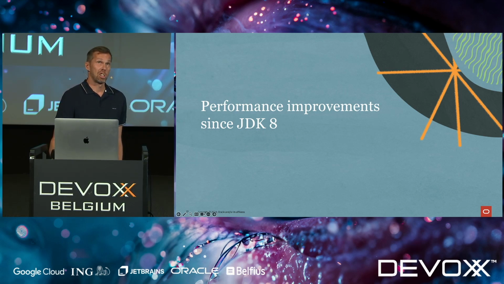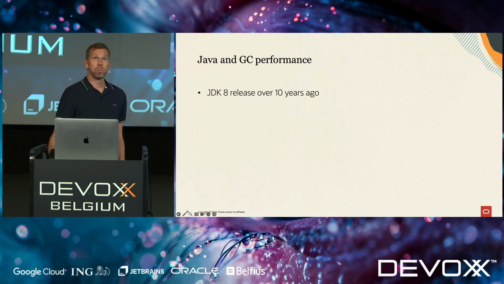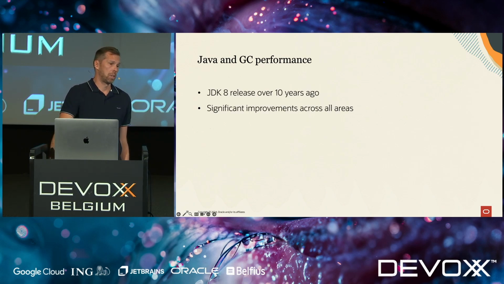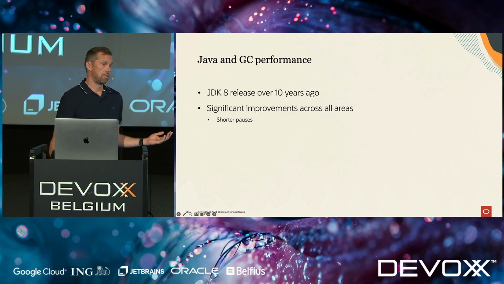So now let's look closer at the performance improvements that we've seen since JDK 8. JDK 8 was released over 10 years ago, but it's still heavily used in the Java world. There have been significant improvements when it comes to performance across all areas in the Java platform. And this is true if you look at areas such as GC, JIT compilation, the JDK libraries. Everything has improved over those last 10 years. And it's also true if you look at the areas within GC. So the GCs have shorter pauses, we have lower native memory overhead, and we have better overall throughput.